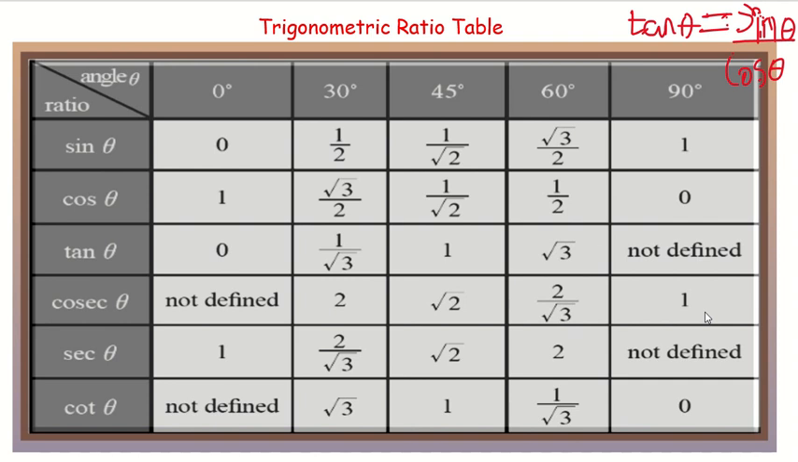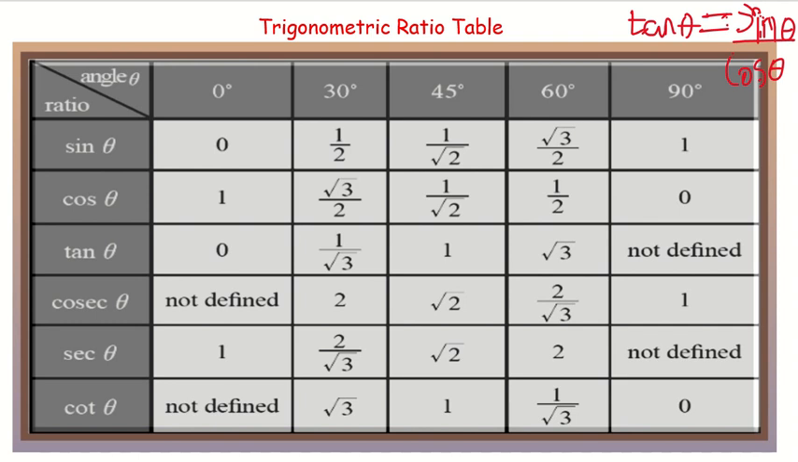So like this, you can remember this trigonometric ratio table. First, if you know these 5 values, then the rest of the values you can do by yourself. Okay, so this is a very important topic. You have to know these values. Sure, you can get one problem based upon this trigonometric ratio table.